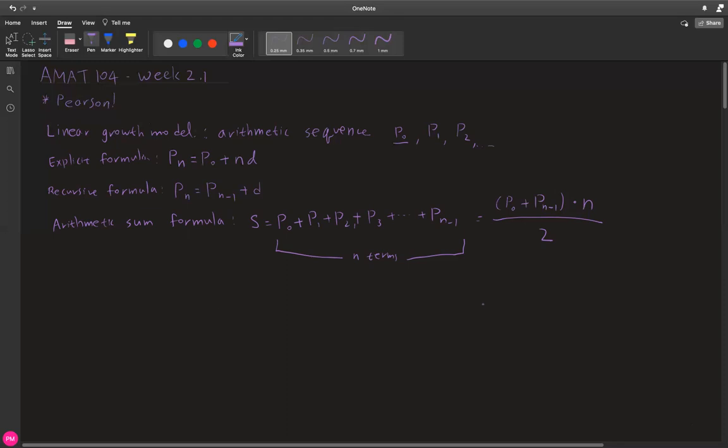So today, I'm going to spend most of the time going over different examples, so you can get used to what kind of problems you can expect from homework assignments, quizzes, and exams. Let's start with the first example.